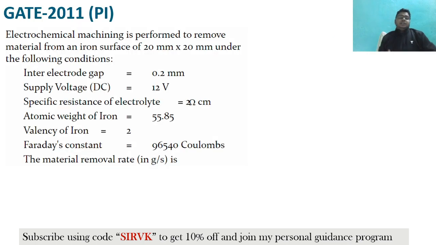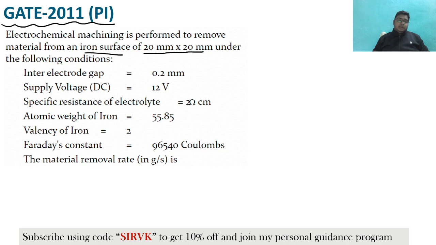Now try to see this question. This question was asked in GATE 2011, in the PI paper. What is being told? Try to first understand and comprehend this problem. Electrochemical machining is performed to remove material from an iron surface. Fine. So there is a workpiece which is iron. Clear? Now you want to make a cavity of 20 mm cross 20 mm.